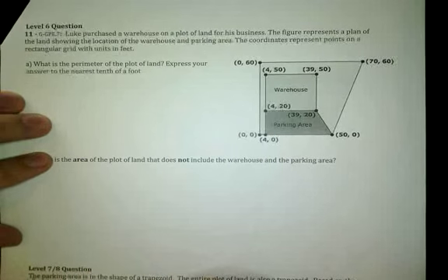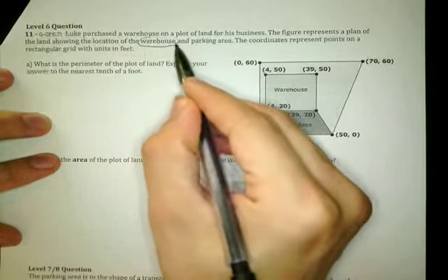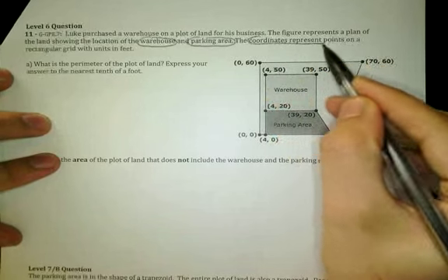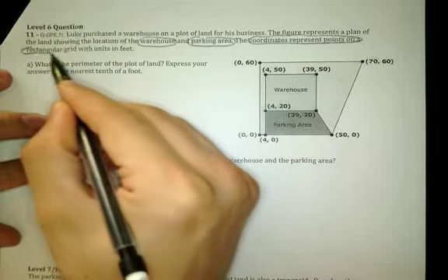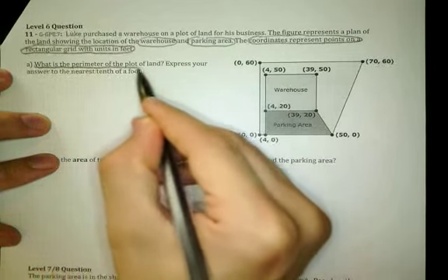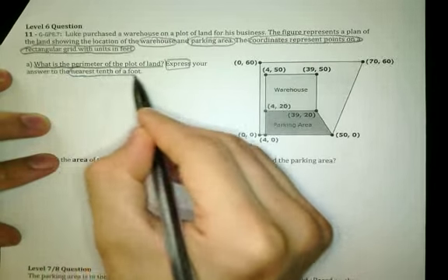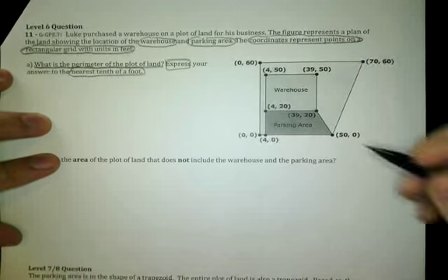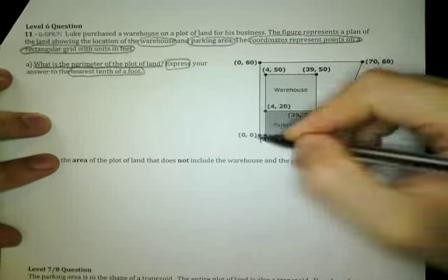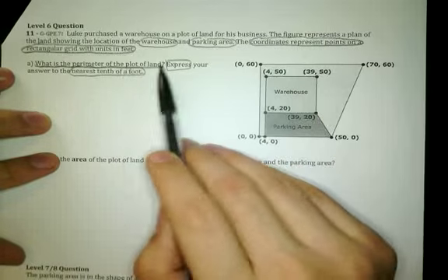So the important information here is that the plan shows where the warehouse and the parking area are, and that the coordinates represent points on a rectangular grid with units in feet. What is the perimeter of the plot of land? I need to express my answer to the nearest tenth of a foot. So the perimeter is just going to be adding up the length of each side of the largest shape here, the total area, right? Because it's the plot of land that he has.